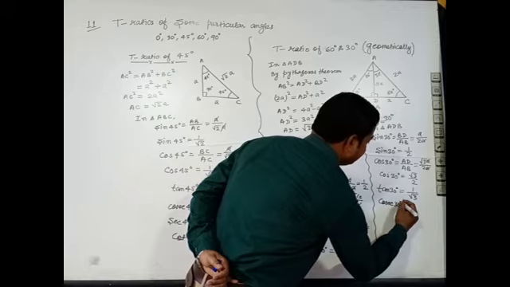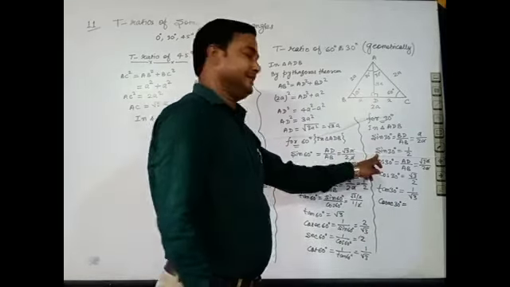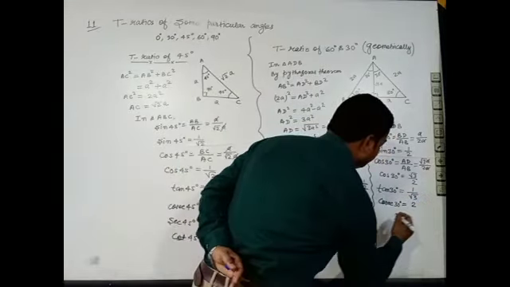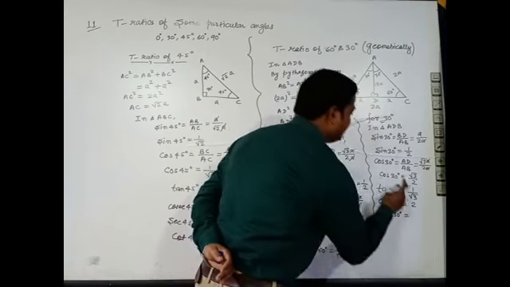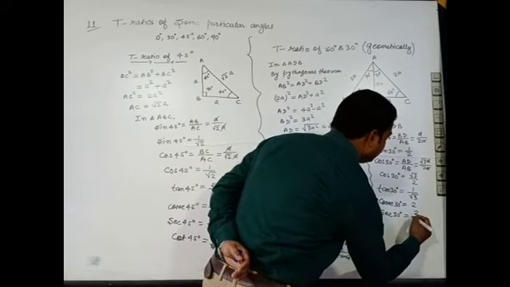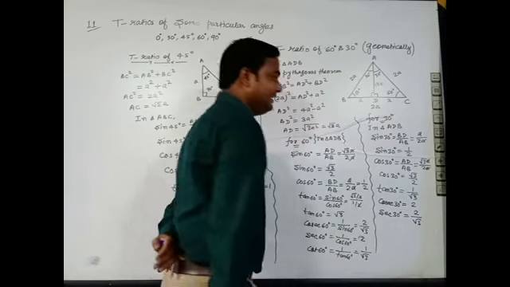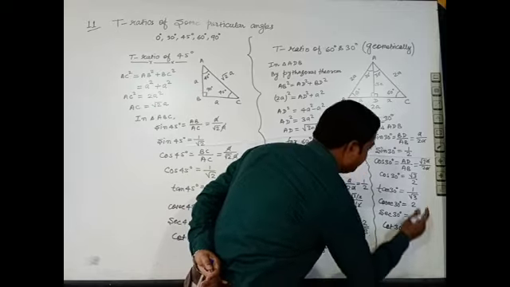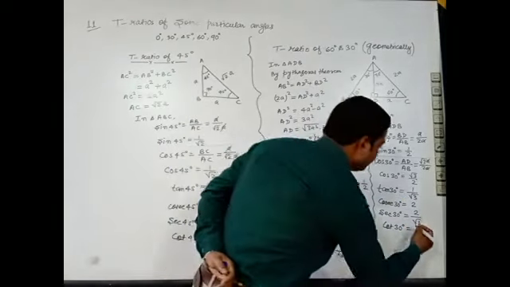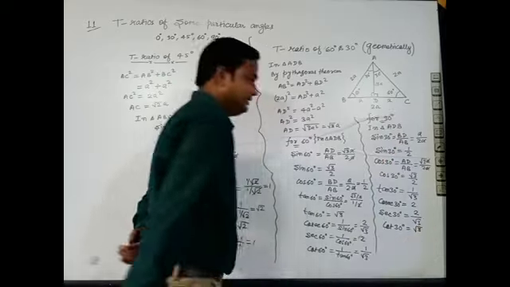Cosec 30 is equal to 1 by sin, it means 1 by 1 by 2, which equals 2. Sec 30 degree equals 1 by cos, which equals 2 by root 3, and cot 30 equals 1 by tan 30, which is root 3. Okay.